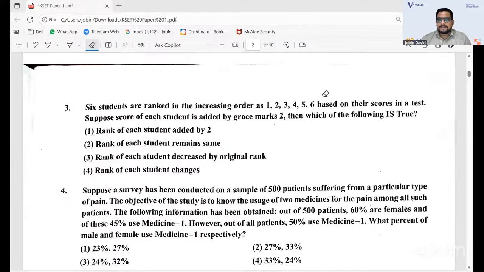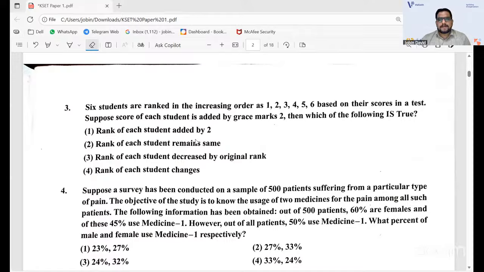Now coming to the third question, we have a question regarding the reasoning part. 6 students are ranked in increasing order as 1, 2, 3, 4, 5, 6 based on their scores in a test. Suppose the score of each student is increased by grace marks of 2, then which of the following is true? The rank of each student is increased by 2. The rank of each student remains the same.